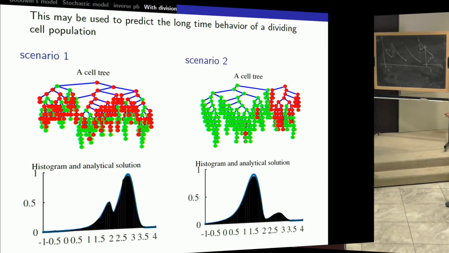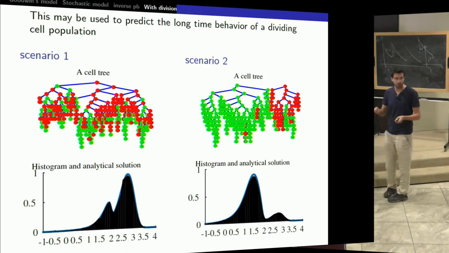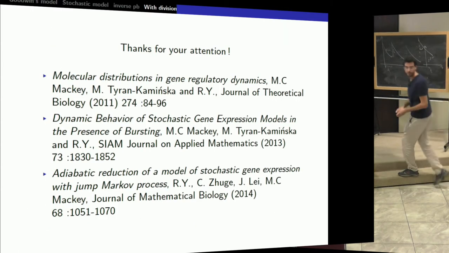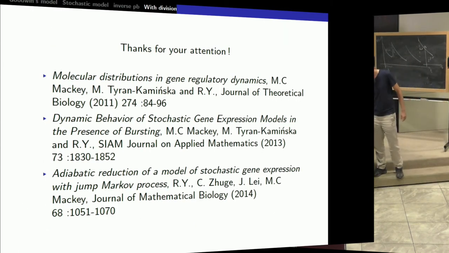And interestingly enough, depending on the switching time, my growing cell population is either completely separated, so one part of the lineage is completely green, so low value, and one part is more red, high value, or it's a bit more mixed, depending on the actual parameter. Okay. So with that, I'd like to thank you for your attention.